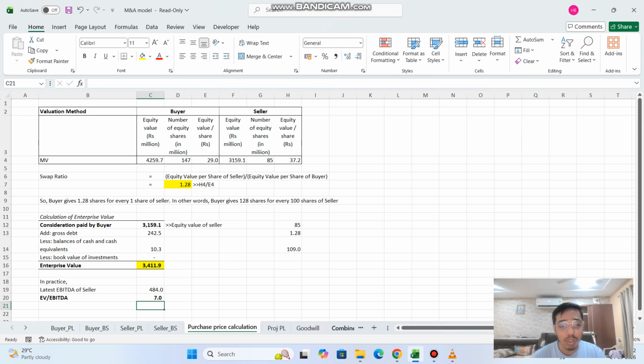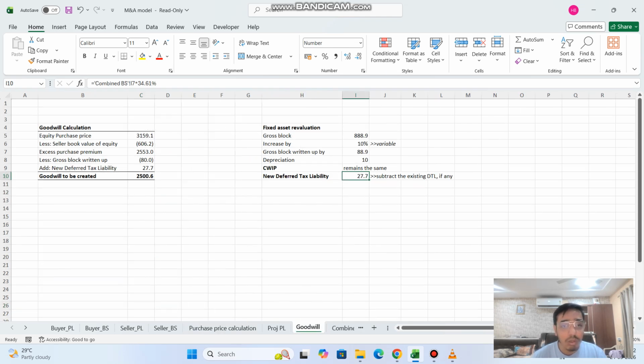Now we'll come to the calculation of the goodwill part. So usually in real world transactions, the target company always expects a premium from the buyer company, because if you don't offer any premium relative to the current market value, the target company doesn't have an incentive to evaluate your offer as such. So we'll have to calculate the goodwill in this case, which is nothing but the excess consideration given over and above the fair value of the assets of the target company.